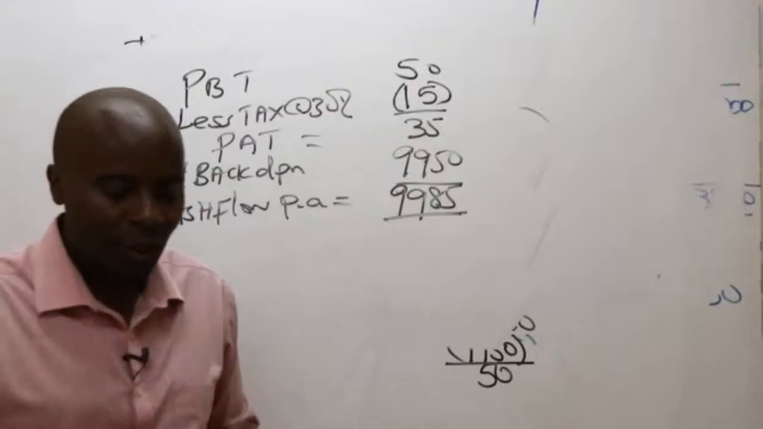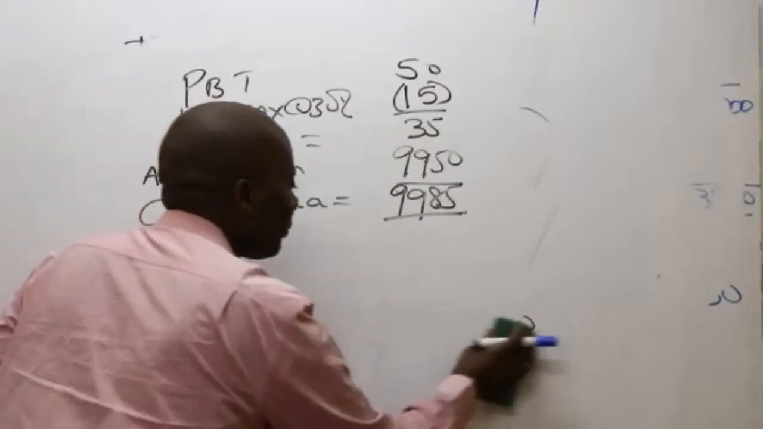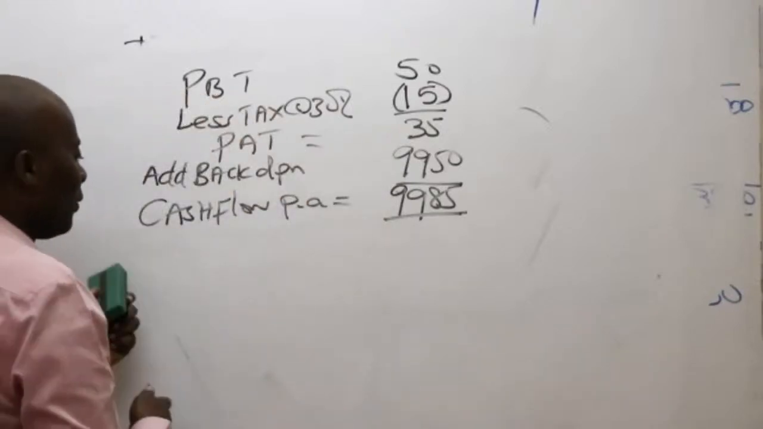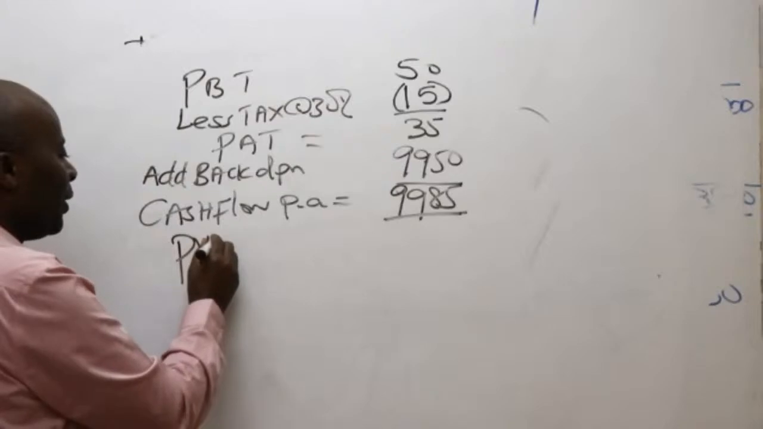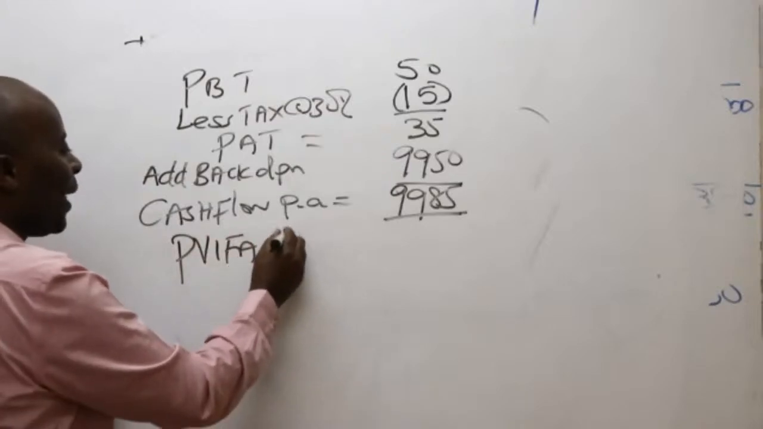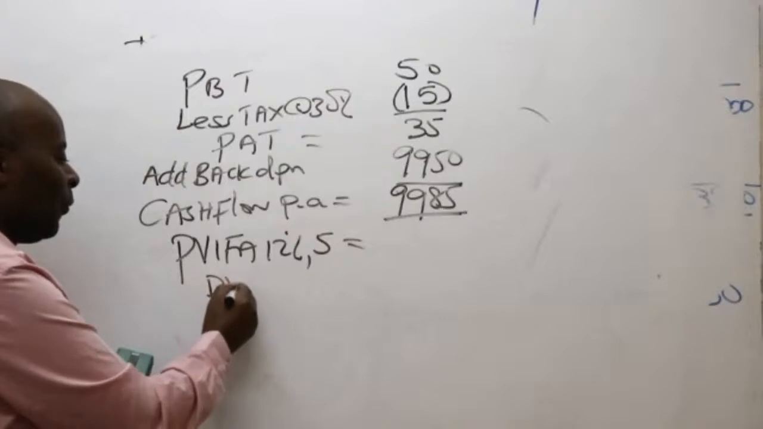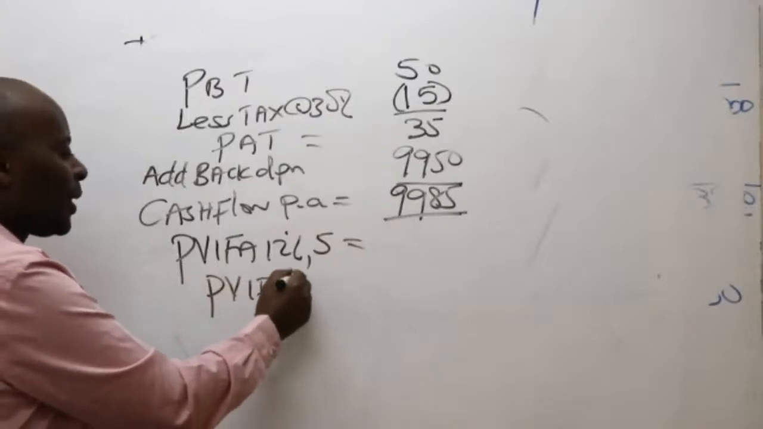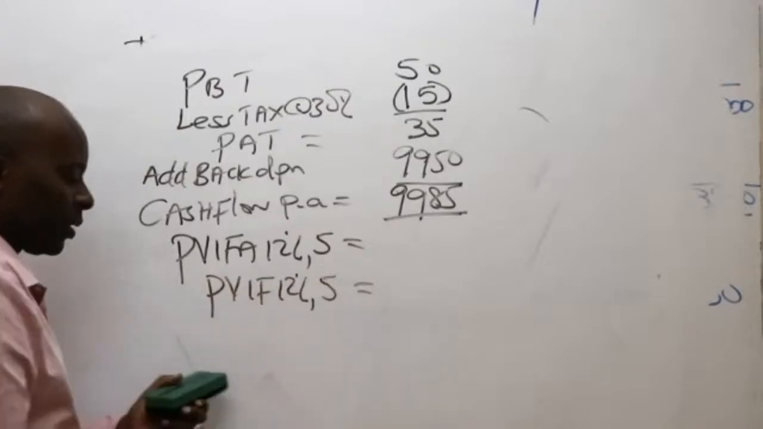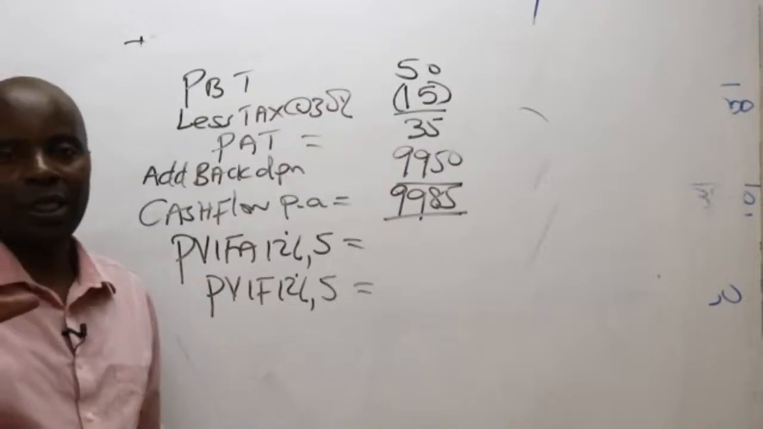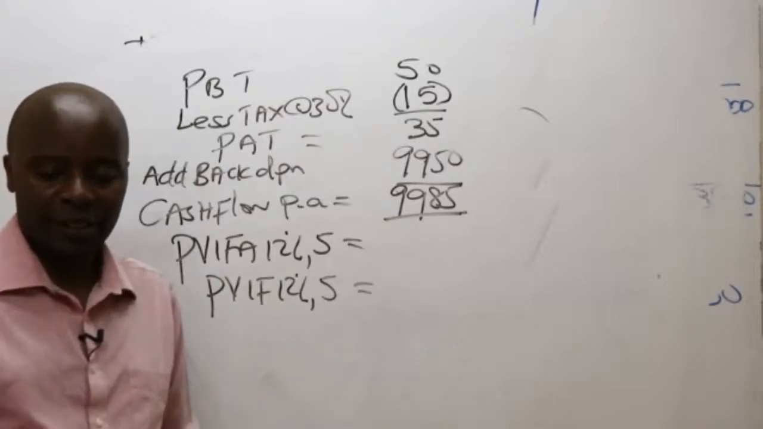So I want you to do 2 things for me. Number 1, you give me the PV FAR, 12%, 5 years, and then you give me the PV, 12%, 5 years. Give me those two things. Those are two marks for free.